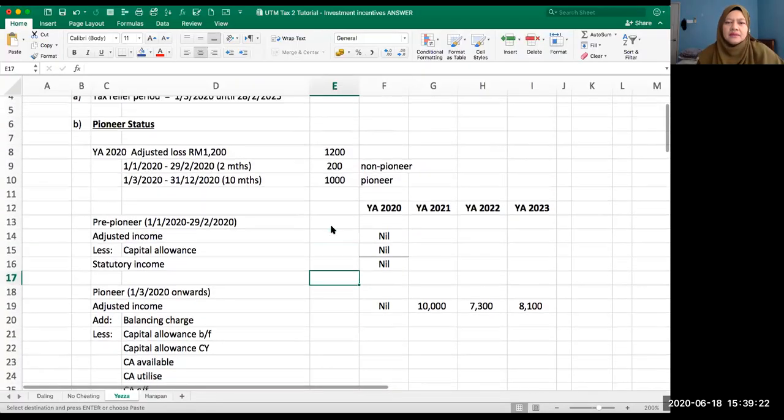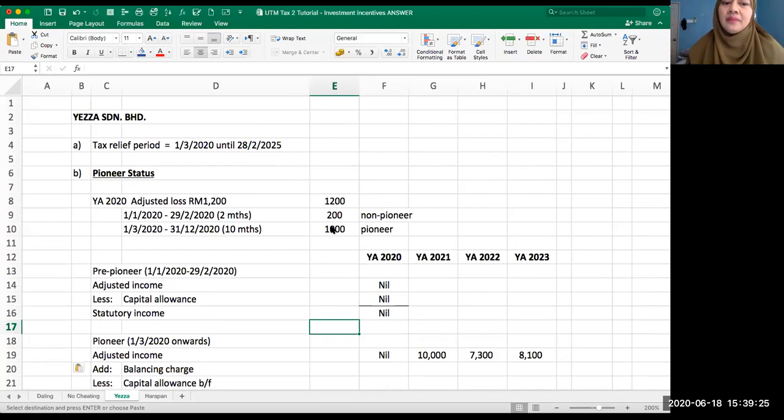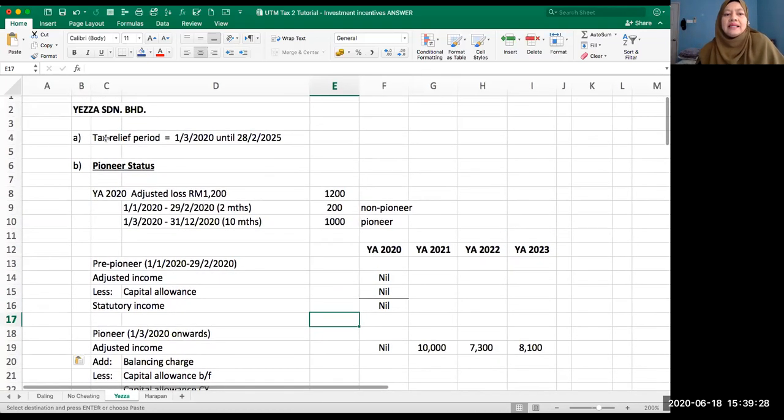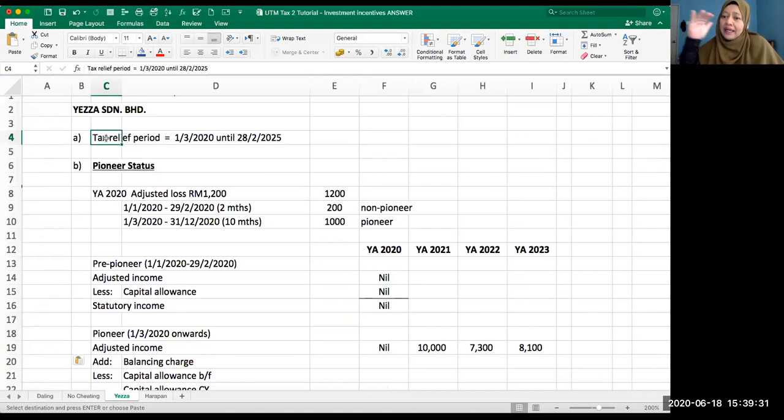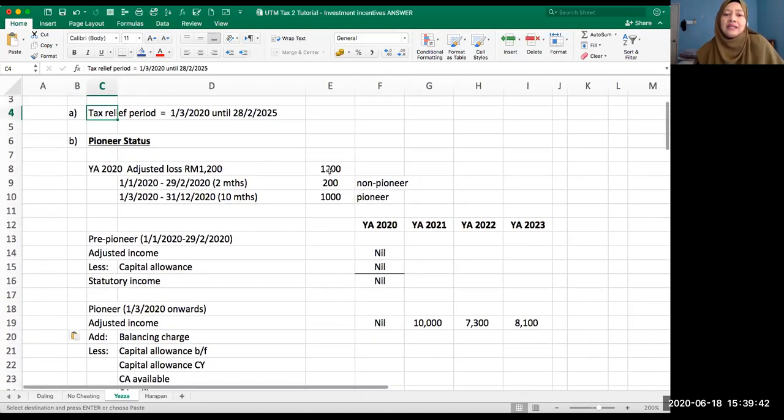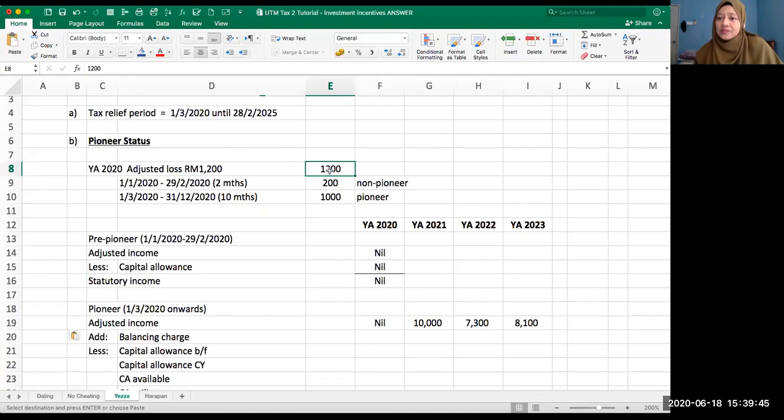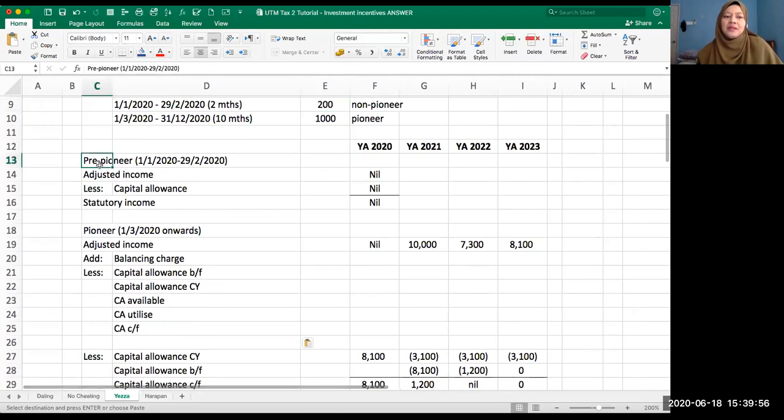Okay, you see this Excel now? Yes. Okay. So this is the tax relief period. So you have to list down. I will do it year by year. So you see the first is 10 months. Then 12. Then the last is 12 months. 2 months period. Right. And then I mentioned earlier that the 2 months period is a non-pioneer period. So the losses 1,200, you will have non-pioneer 200,000. Alright. During the pioneer period 2020, you have loss of 1,000. Right, so this is a pre-pioneer period, so it means that this one is the non-promoted. Okay, adjusted income, in this case you have nil, 10,000.